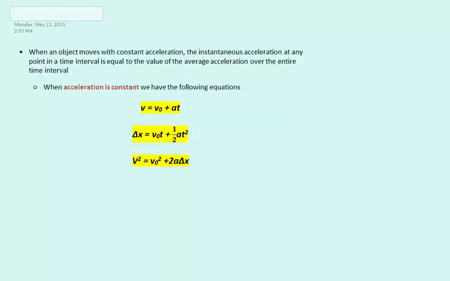So when acceleration is constant, we have three of the following equations. Our final velocity is equal to our initial velocity plus our acceleration times time. Our displacement is equal to our initial velocity times time plus 1/2 times acceleration times our time squared. And our final velocity squared is equal to our initial velocity squared plus 2 times our acceleration times displacement.